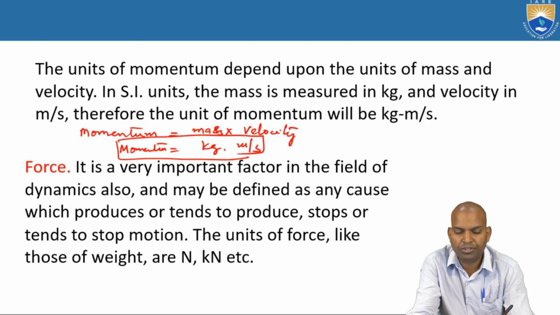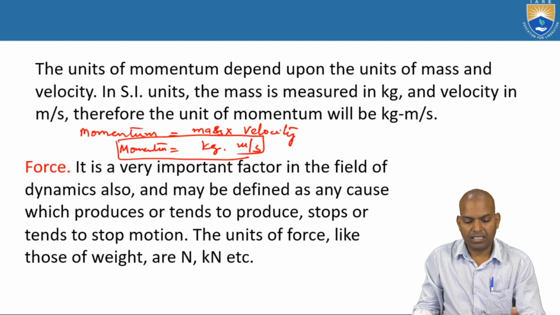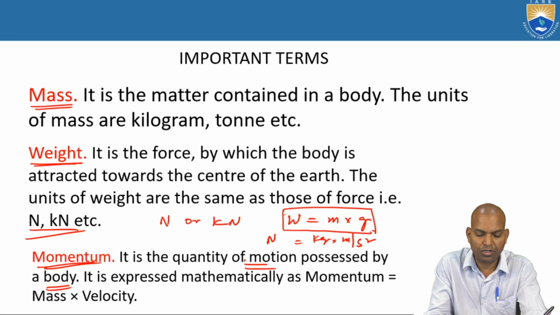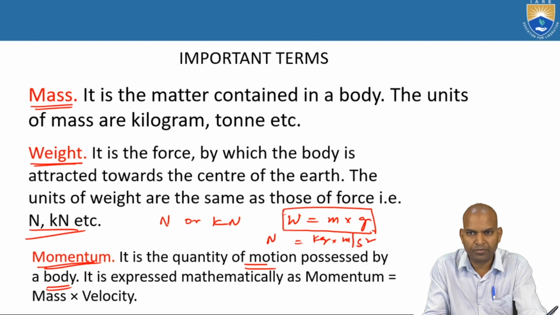The momentum also involves mass, that means matter, with the body having motion. The quantity of motion possessed by a body is known as the momentum. Mathematically, the body is matter and the motion is the velocity, so mass times velocity is known as the momentum.